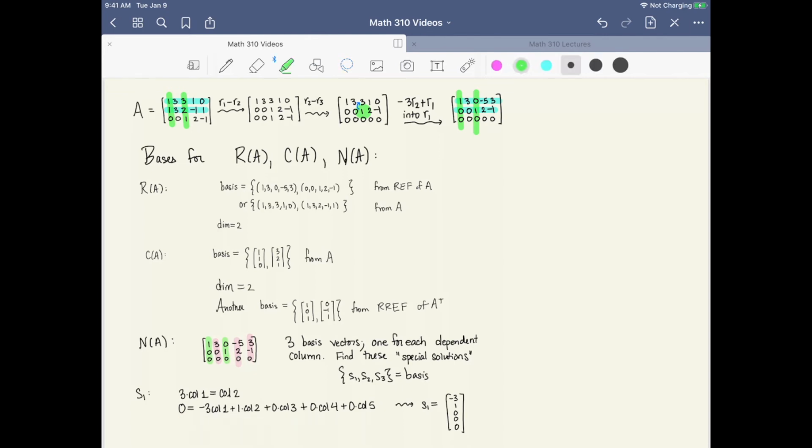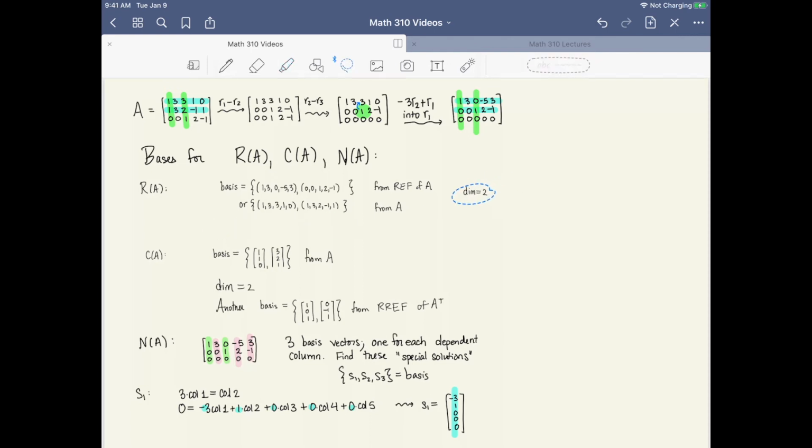And then each of those coefficients, minus 3, 1, 0, 0, 0, I'm going to put as the coefficients of this vector S1. This is my first basis vector. It's the coefficients from the dependency relation from the reduced row echelon form of A. And I'm going to repeat this 2 more times for the 2 remaining dependent column vectors.